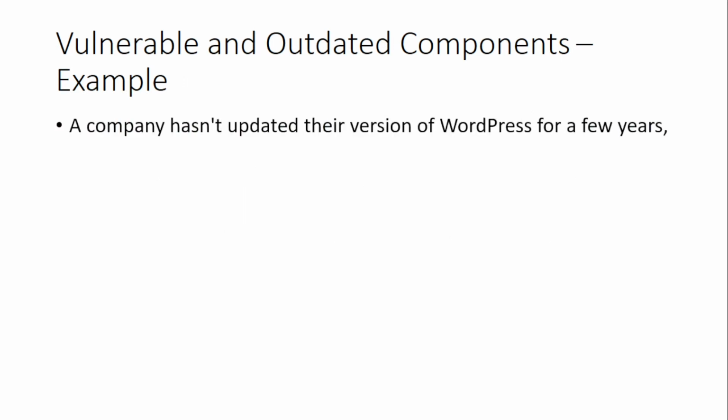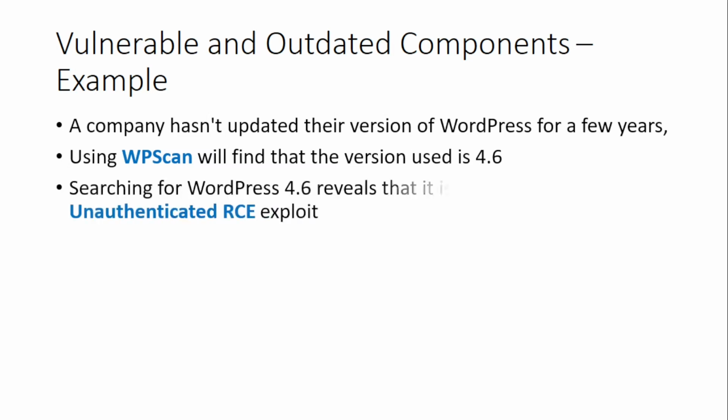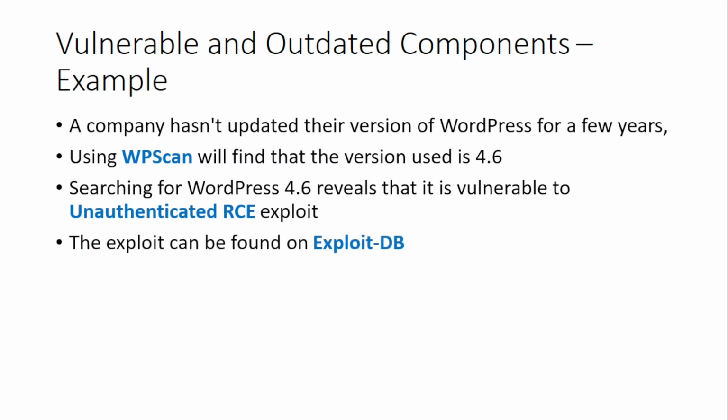Let's say a company has WordPress and it hasn't updated the version of WordPress for a few years. We could use WPScan and find that the version that is used is 4.6. Just searching for WordPress 4.6 will reveal that it is vulnerable to unauthenticated RCE exploit, or remote code execution. And we can even find the exploit on ExploitDB. This shows how easy it is for an attacker to exploit this type of vulnerability.